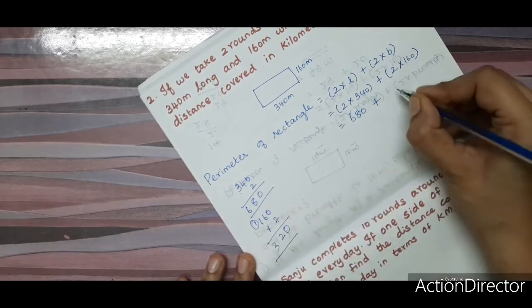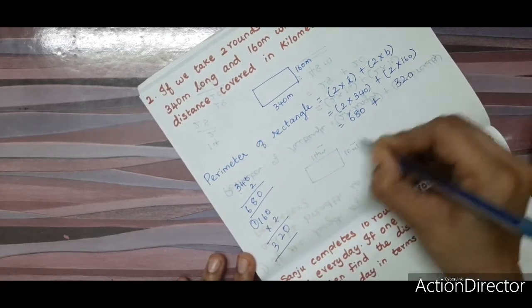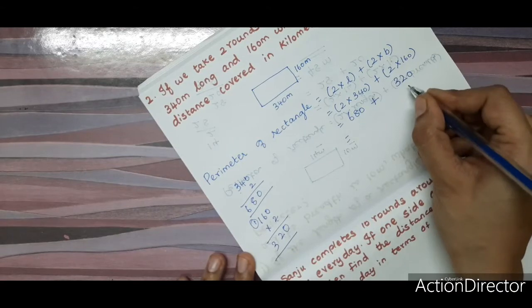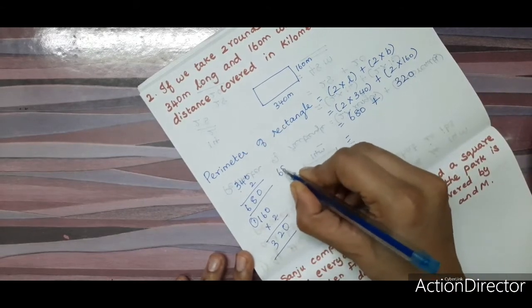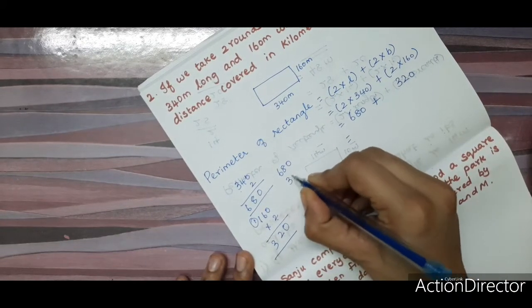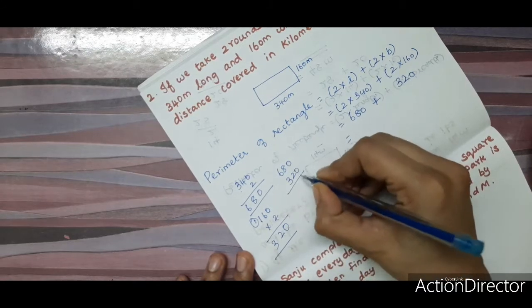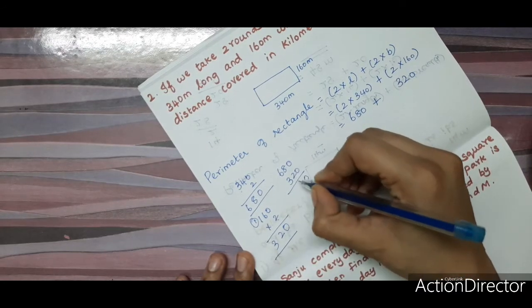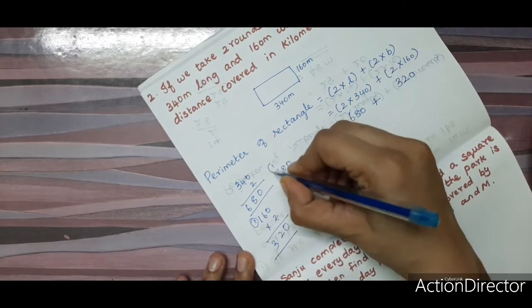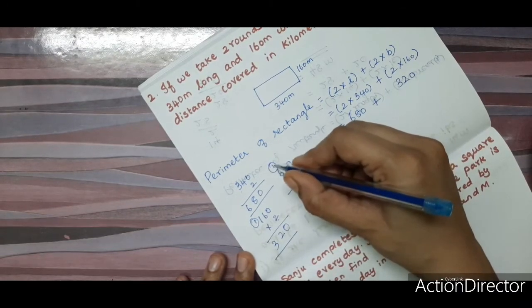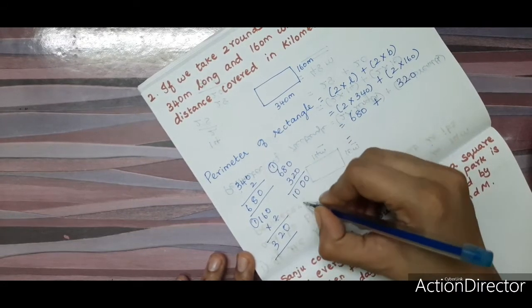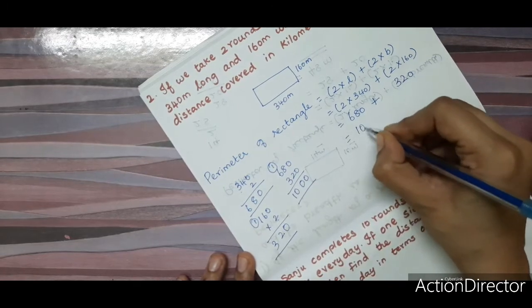So it is 320. Now we are going to add this value and this value. So 680 plus 320. 0 plus 0, 0. 8 plus 2, 10, 0, 1 carry. 6 plus 3 plus 1, 10. So the answer is 1000.